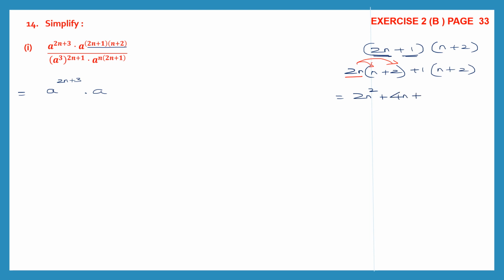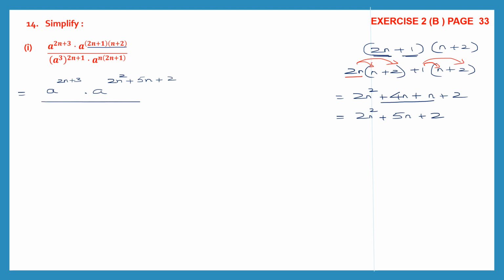Similarly, on the other side, we're going to do 1 into n and 1 into plus 2. So 1 into anything will give us back that other number, isn't it? So here it is n plus 2. So this will be 2n square, and here we have 4n plus n makes it 5n plus 2. So what we have got here is after we simplified this multiplication. So let's write this as the power here. So here it's going to be a raised to the power of 2n square plus 5n plus 2.